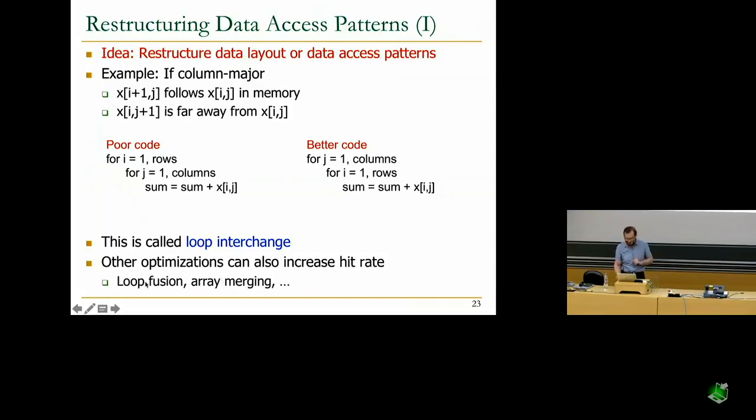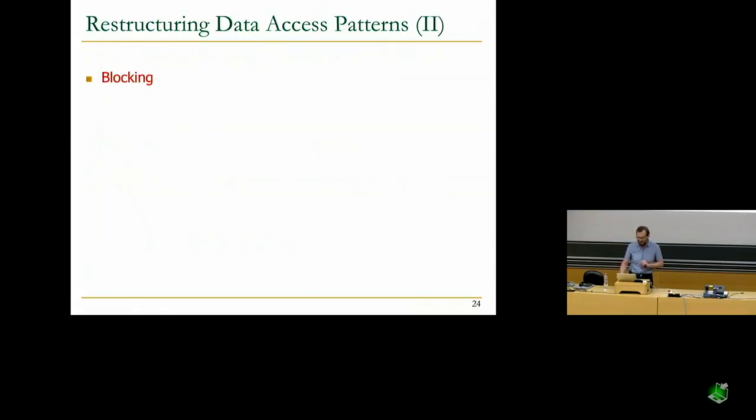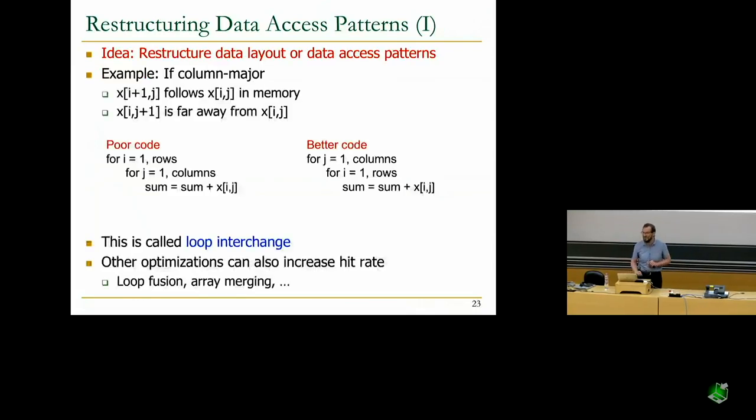It's called loop interchange, and there may be other optimizations that also increase hit rate. Loop fusion, array merging, which we're not going to get into. Again, a software optimization course can help here. And a lot of compiler optimizations actually do this. Compilers automatically try to recognize when to do this and when not to do this. Clearly, this can be automated, right?